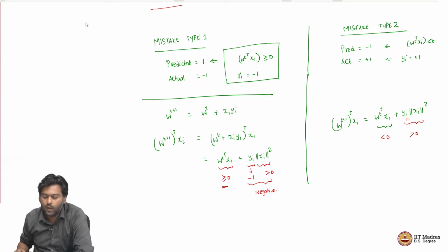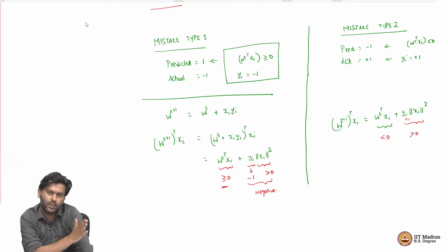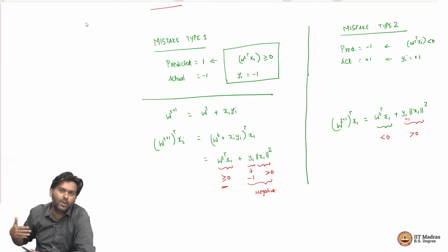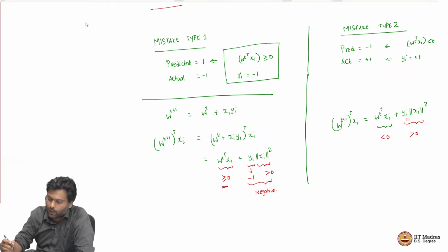So, now also the new w's dot product with xi, you want it to be positive, and the old w's dot product with xi was negative. What you are doing is you are adding a positive term to it, right. So, if it was initially negative, maybe minus 10, now I am adding, let us say, plus 5, so it becomes minus 5. It's not positive, but it's getting closer and closer to being positive, right.